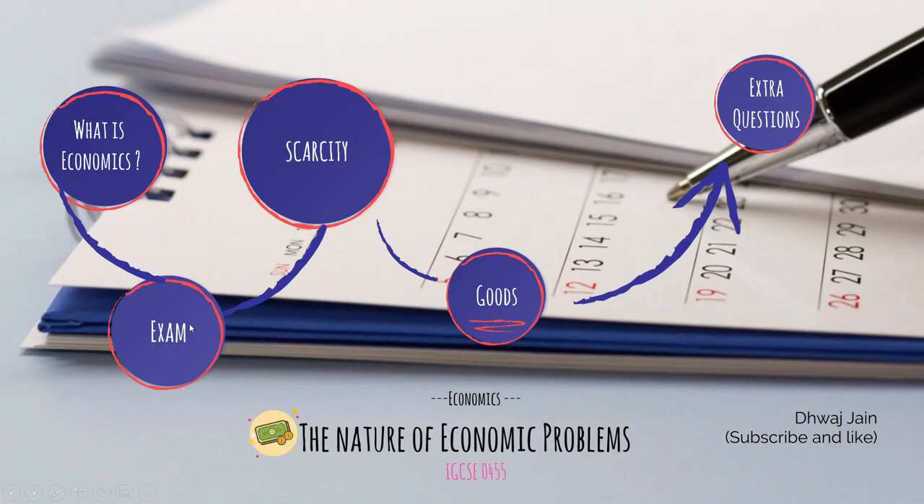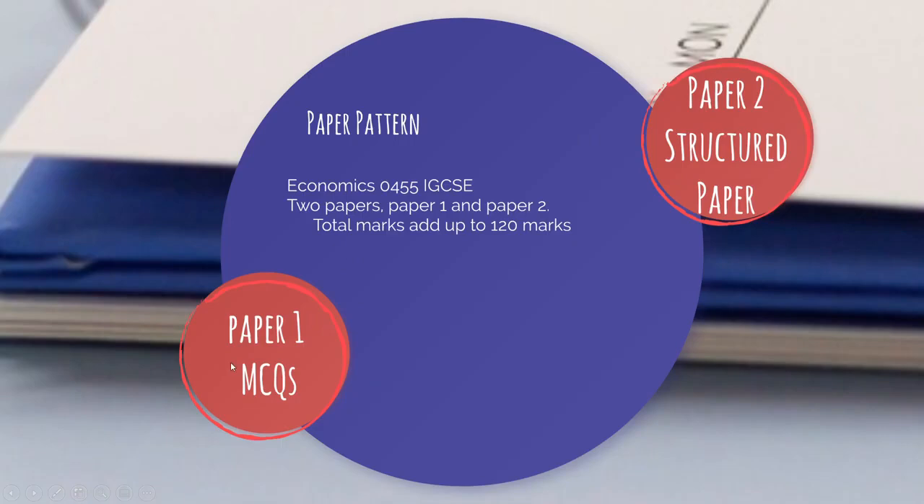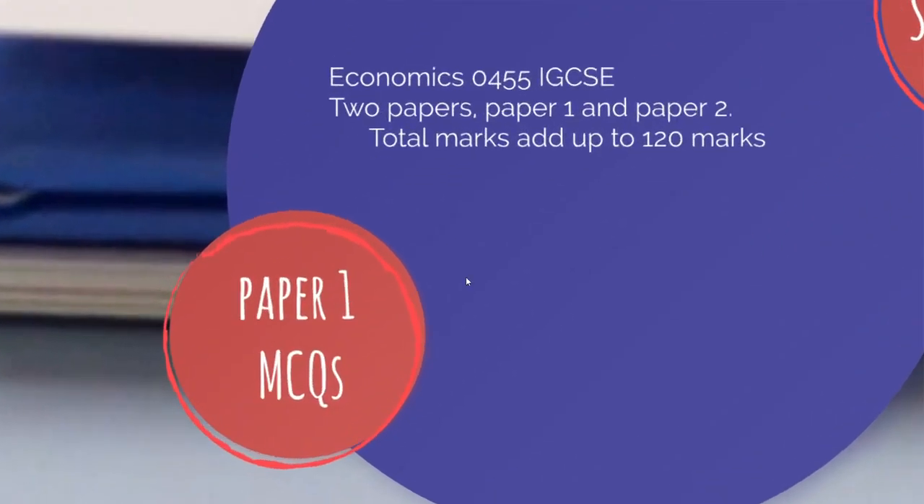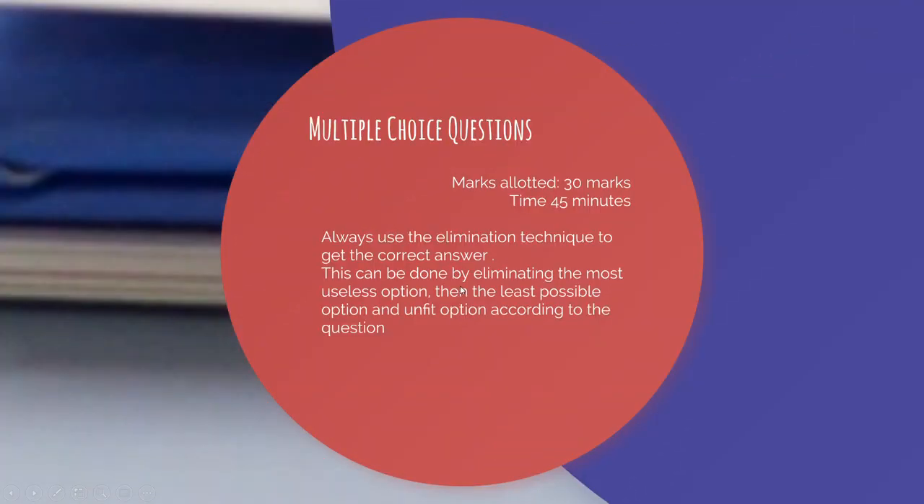We are going to give our economics paper, so that's why we have taken this board. Let's see what papers we have in economics. We have two papers, paper 1 and paper 2. Let's check paper 1. Multiple choice questions. Marks allotted are 30 marks, and the time is 45 minutes. We get only 45 minutes to complete this paper.